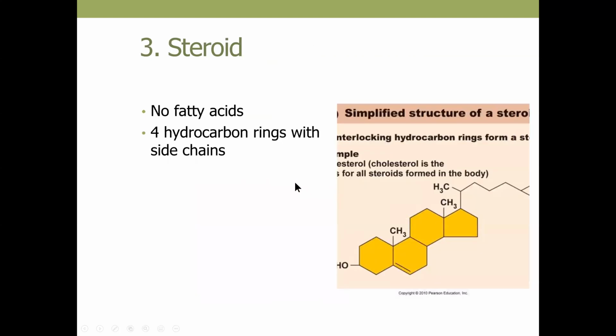Our 3rd group of lipids are steroids, and they have 4 carbon rings with side chains. So what you need to know about a steroid: 4 hydrocarbon rings with a side chain, okay, and it has no long chain fatty acids on it, okay.